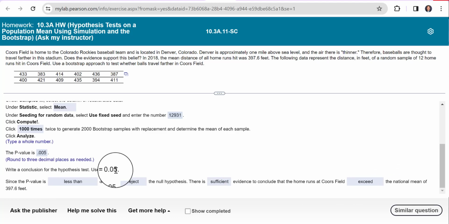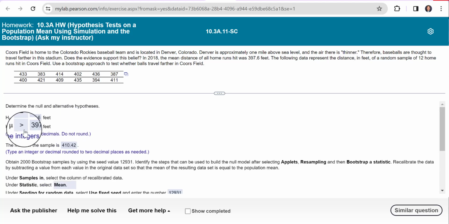But here's also the tricky part. If we know that this sample is 12.82 above normal, if it was a two-tailed test, for instance, if this said not equal to, we'd also want to look below. So if I take 410.42 and if I take 397.6, the population mean, and I subtract off 12.82, that puts me at 384.78.